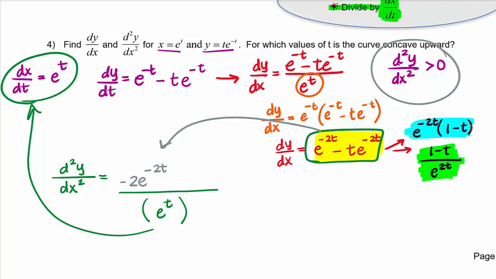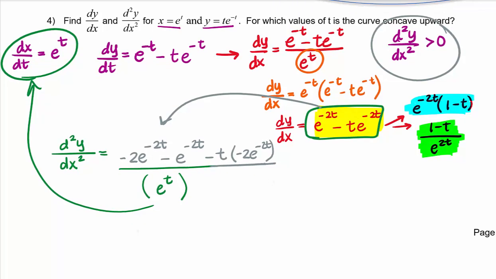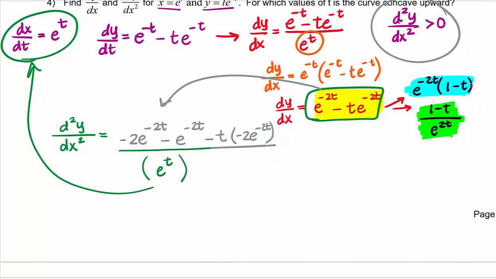And product with chain, so I'll be careful. I'll do the derivative of that t first. So it'll be negative e to the negative 2t, and then negative t times negative 2e to the negative 2t. Okay, and I am going to make this look a little bit nicer and expand this out. So, second derivative of y.